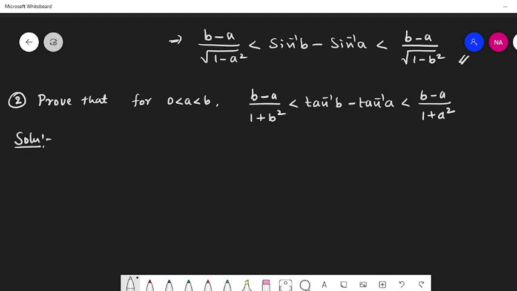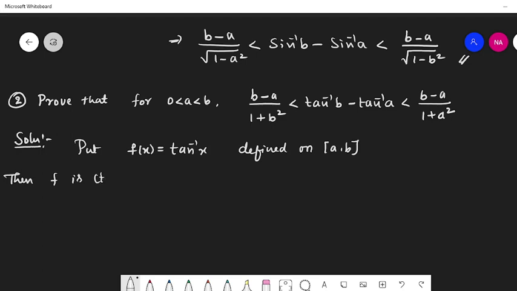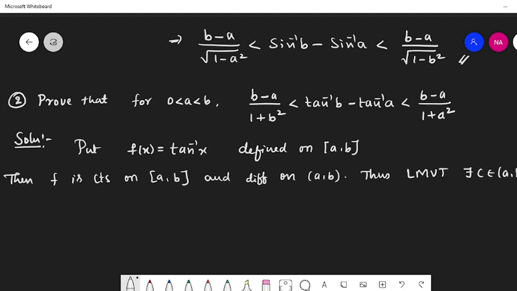So you can easily guess the function. Put f of x to be tan inverse x, defined on the closed interval a comma b. Then f is continuous on the closed interval a comma b and differentiable on the open interval a comma b. Thus, by Lagrange's mean value theorem, there exists a point c belonging to the open interval a comma b such that f dash of c is equal to f of b minus f of a by b minus a.